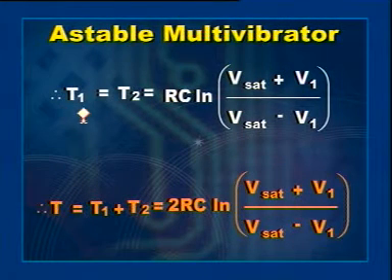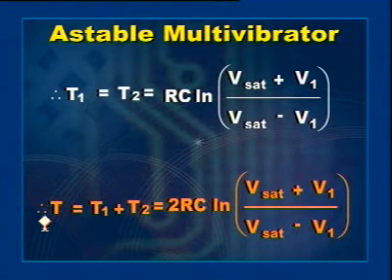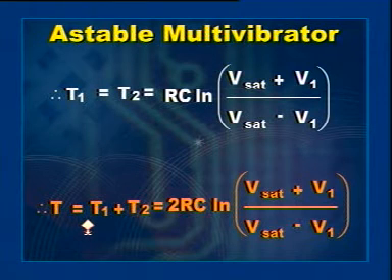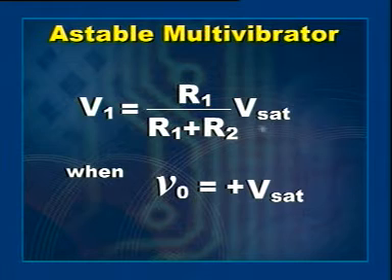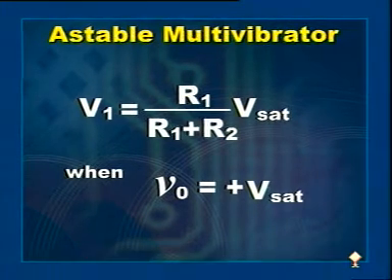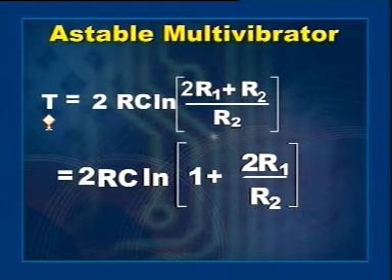Therefore, T1 equal to T2 equal to RC ln of (Vsat plus V1) by (Vsat minus V1). Therefore, the total time period t equal to T1 plus T2 equal to 2 RC ln of (Vsat plus V1) by (Vsat minus V1). Here V1 equal to R1 by R1 plus R2 into Vsat when V0 is plus Vsat. Substituting this expression in the total time period expression, we get t equal to 2 RC ln of (2 R1 plus R2) by R2.